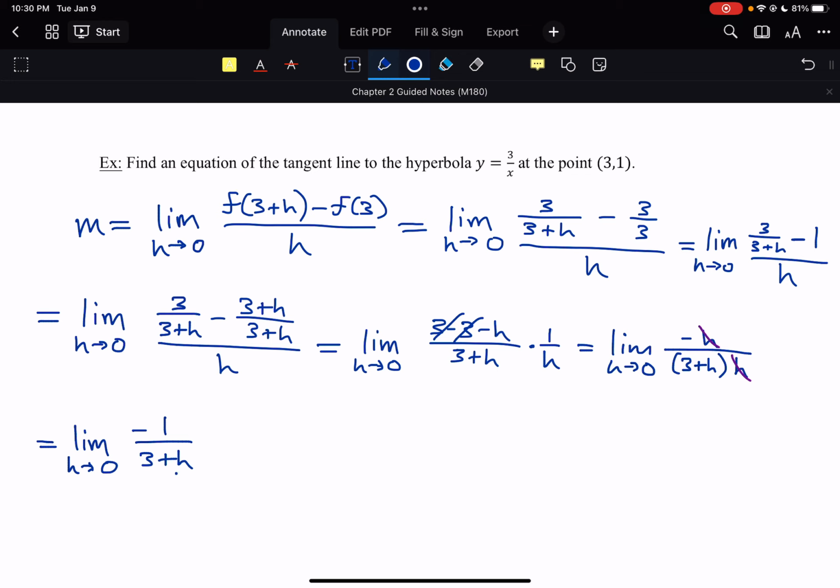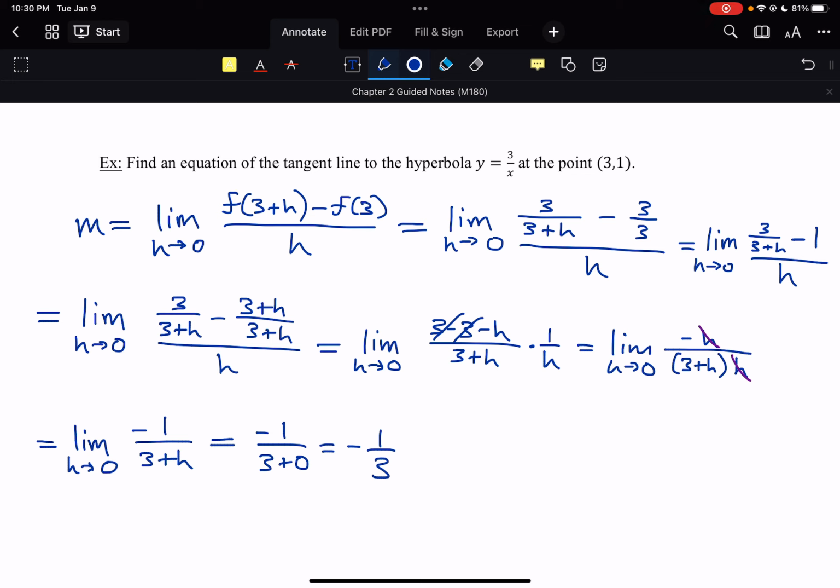Now, direct substitution is a valid solution method because now we are in this domain where h is not producing an undefined or unreal value. So we get negative 1 over 3 plus 0, so negative 1/3.